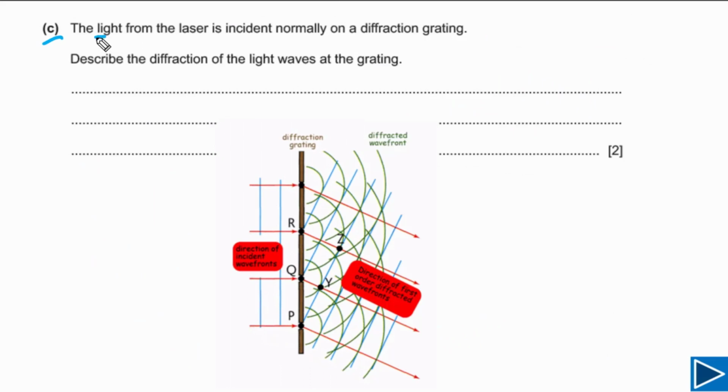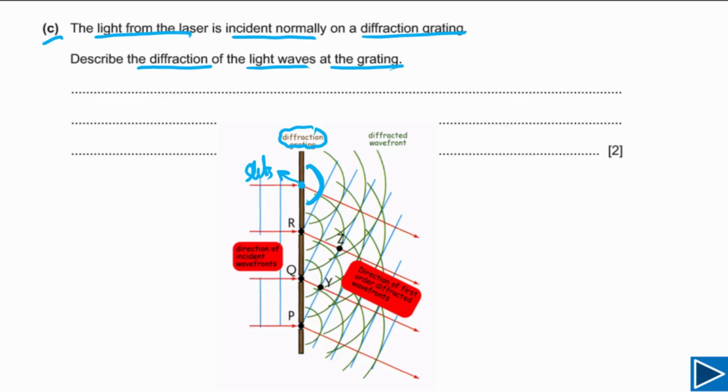For part C, it is given to us that the light from the laser is incident normally on a diffraction grating. We need to describe the diffraction of the light waves at the grating. So here is the diffraction grating. In this diffraction grating, you can see small holes, and these holes we call slits. If you look at light waves, when they pass through this slit, they spread out, and this spreading out of light waves as they pass through slits is called diffraction. So simply we need to say that waves spread out as they pass through the slit, and that is diffraction.